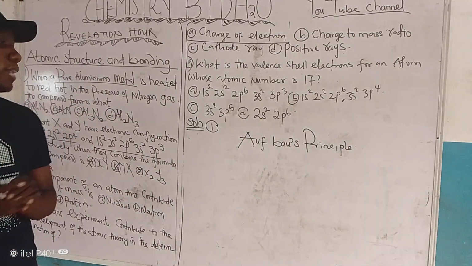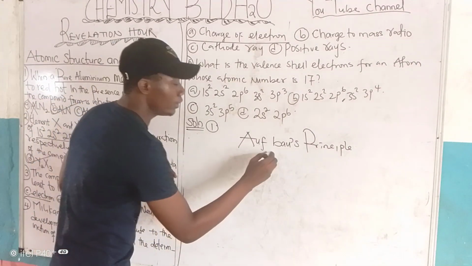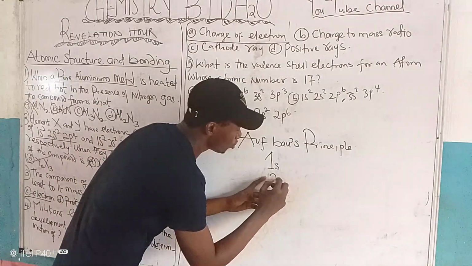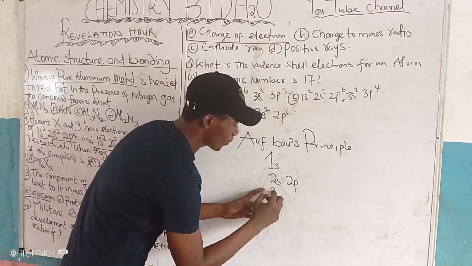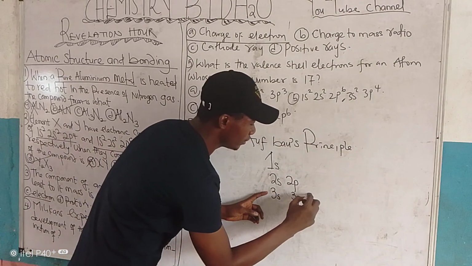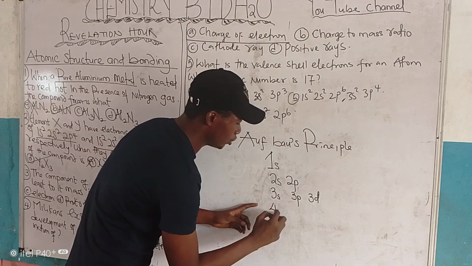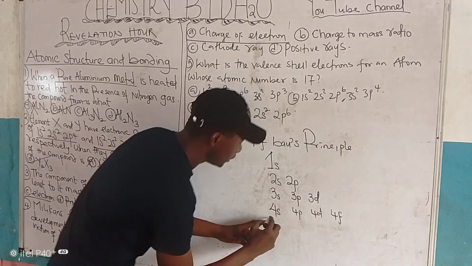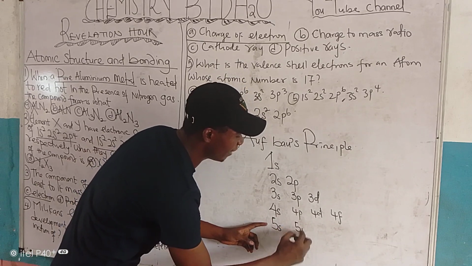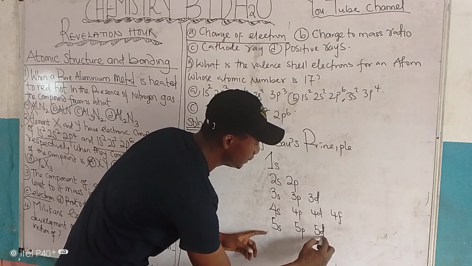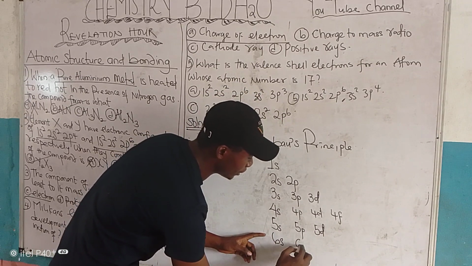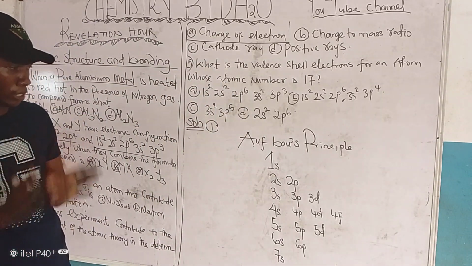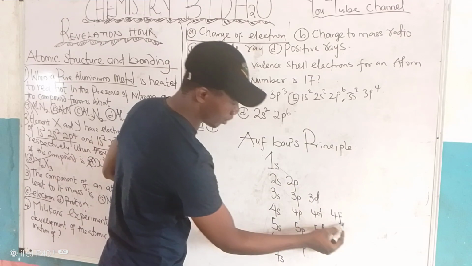The Pascal triangle that is used in the determination of the energy levels of this atom is 1s, 2s, 2p, 3s, 3p, 3d, and then you have 4s, 4p, 4d, 4f. Then you have 5s, 5p, 5d. You have 6s, 6p. Please make sure you have a Pascal triangle. As you can see on the board, this is a triangle.